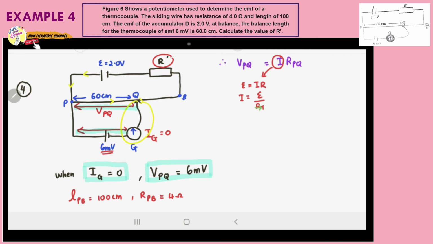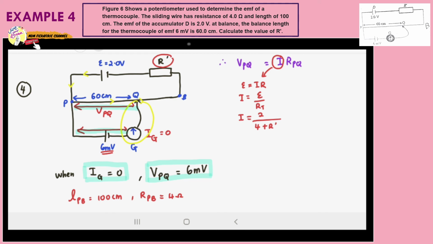Ramai yang keliru. R sini nak ambil R mana? So it should be R total. If you look at the upper circuit, RPB and R prime are in series. So make sure you total up all the resistance in the upper circuit. So let's write I is equal to EMF, 2, over R total, since RPB is 4 plus R prime. We don't know what R prime and I are, so let's leave it as an equation.